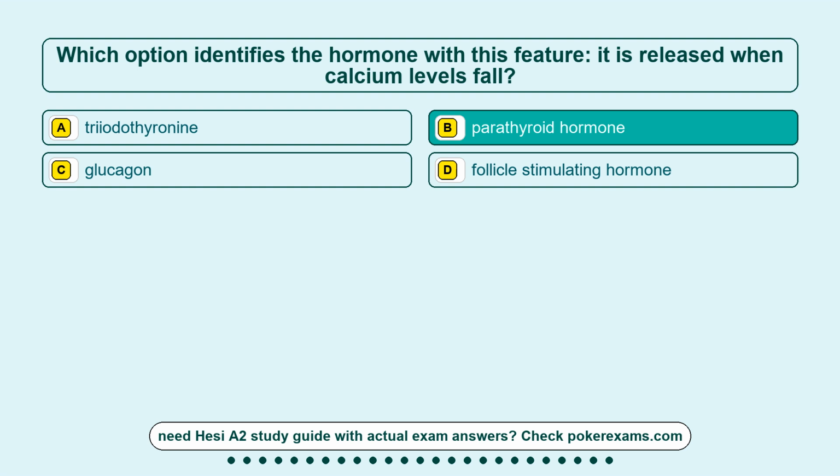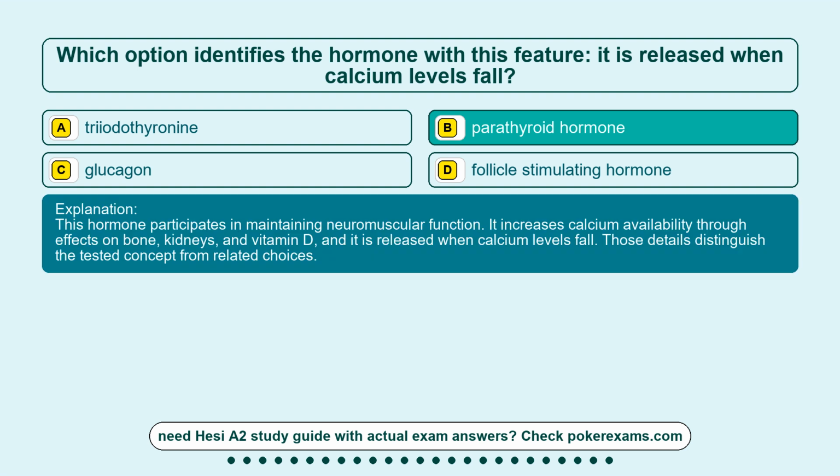The correct answer is option B, parathyroid hormone. This hormone participates in maintaining neuromuscular function. It increases calcium availability through effects on bone, kidneys, and vitamin D, and it is released when calcium levels fall. Those details distinguish the tested concept from related choices.